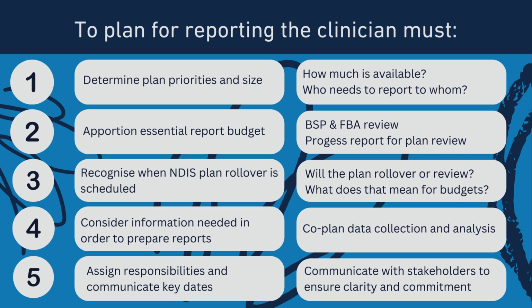We need to consider our information needed in order to prepare the reports. So we co-plan our data collection. And looking at some of the other aspects of implementation we've discussed in this series, consider your data collection design. Each component of implementation doesn't occur independently. Implementation occurs as 5 parts of one whole process. So look at the interactions between the data collection and analysis and the reporting requirements. Then assign your responsibilities and communicate your key due dates so that the supports, the team, the stakeholders understand their responsibilities, and also you have some transparency with the participant.